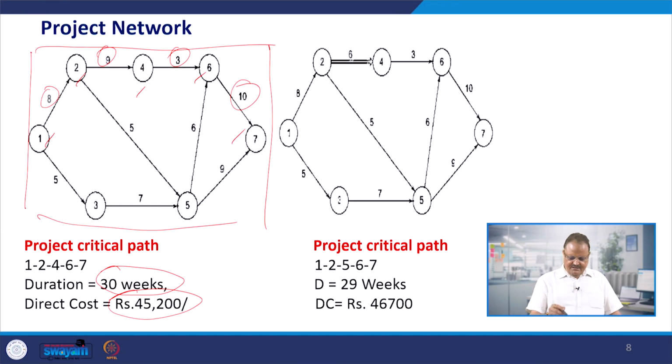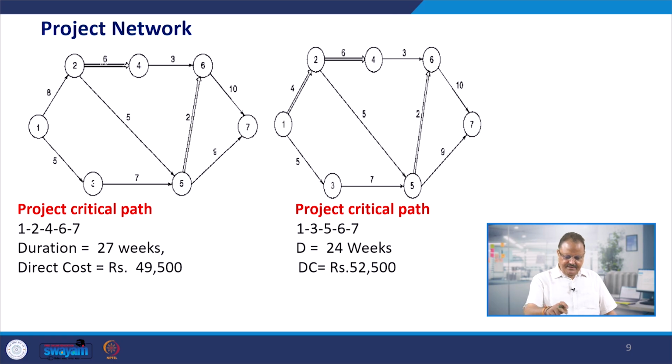When you see the first crashing of an activity, that is 2 to 4. When we crash this activity, because the slope between time and cost is the least here, the new critical path comes up as 1, 2, 5, 6, 7, and the total duration is 29 weeks and the direct cost is 46,200 rupees.